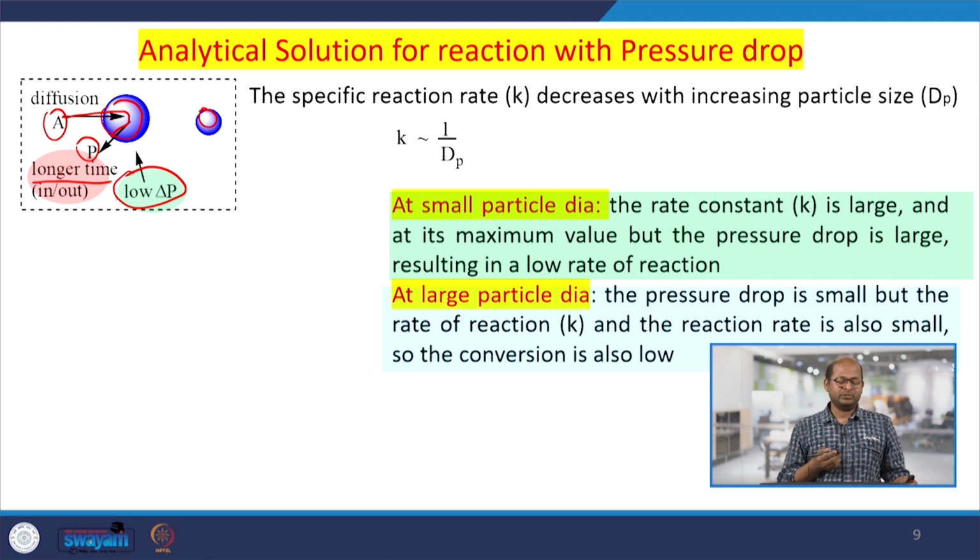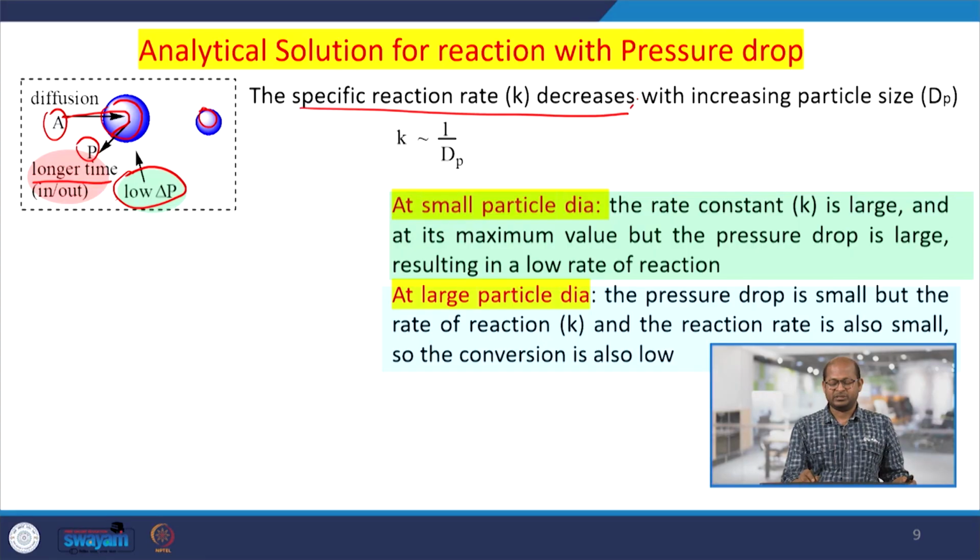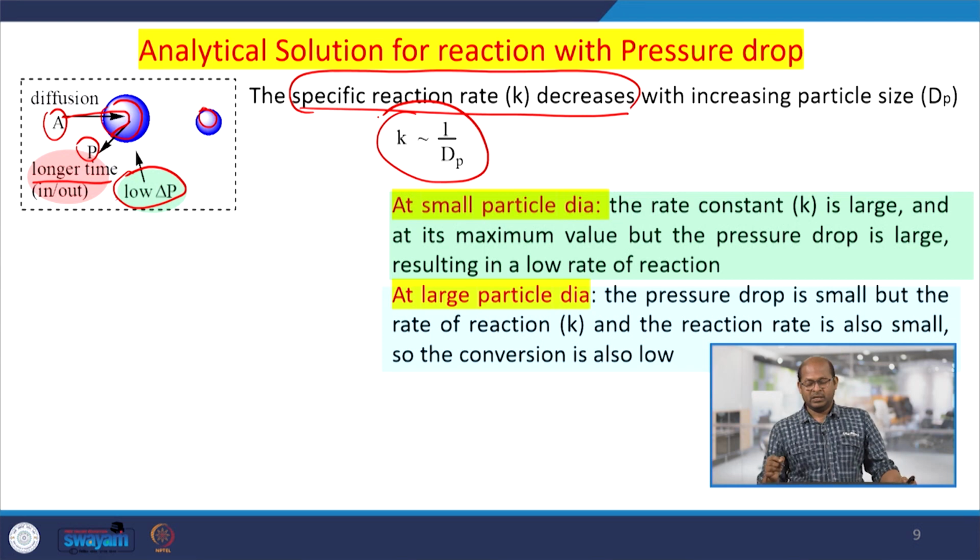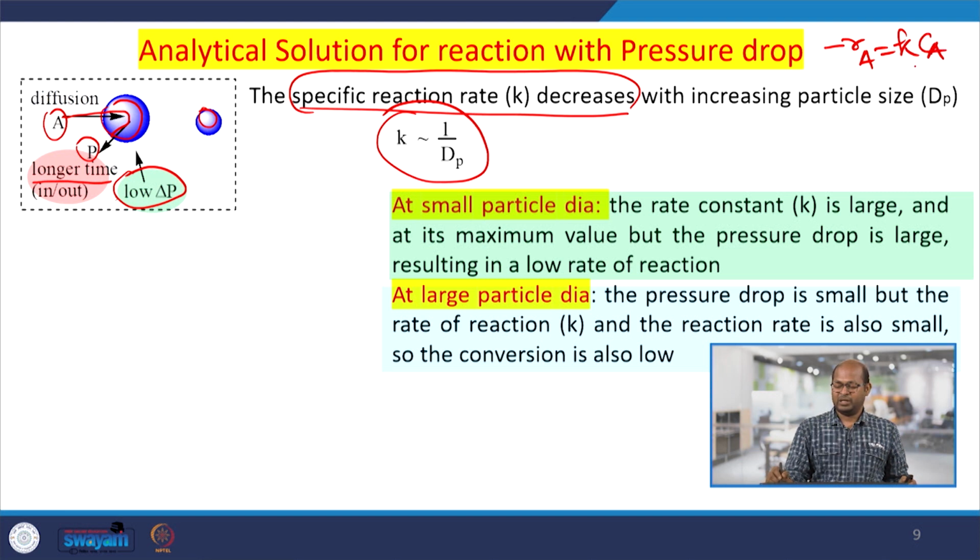So, then that would decrease the reaction rate. At the same time, it means it would take longer to diffuse the reactants, and therefore the specific reaction rate constant will decrease. For a particular reaction, if you write -r_A = k C_A, here it is a first order reaction, and k is the rate constant.